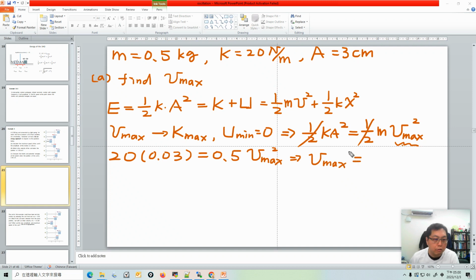So what is v max? Let me use the calculator. Be careful for the square, it's easy to miss the square. 0.03 squared times 20 divided by 0.5, and then take the square root. It's actually 0.1897, and the answer from the textbook is probably 0.19 meters per second. So that's the first problem.